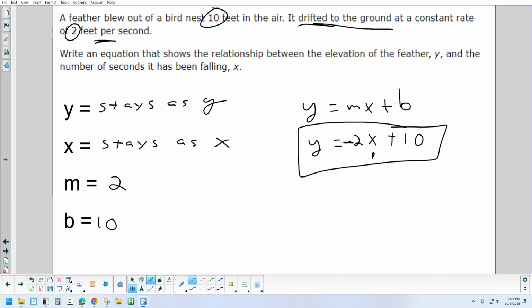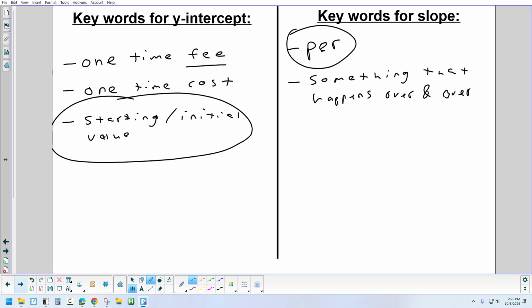Let's check if we plug in 1 now. What's negative 2 times 1? And if you take 10 and subtract 2 from it, what do you get? 8. So now the formula is correct. You have to pay attention: if your slope is something like an increase, it should be positive, or if it's a decrease, it would be negative. Any questions on that?